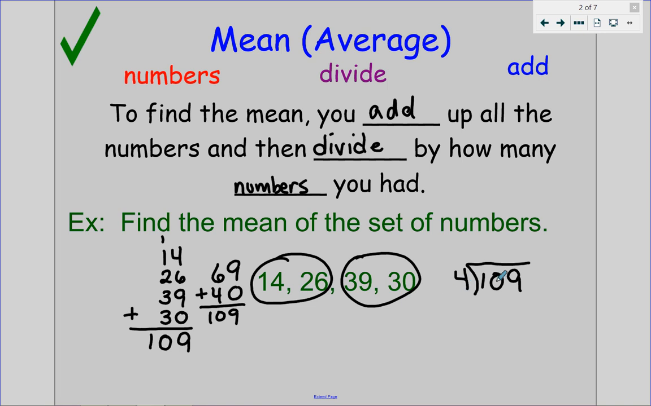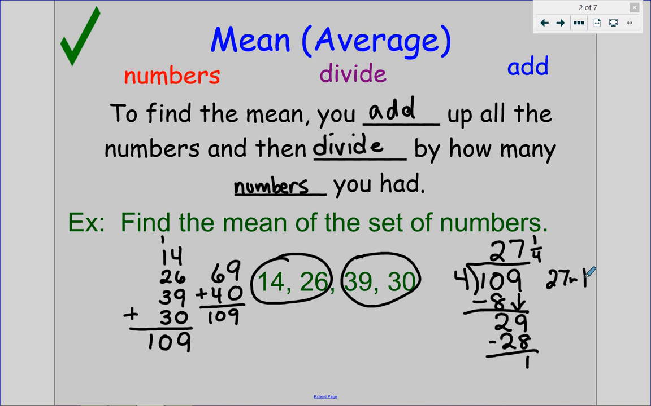Okay, how many 4s can you get out of 10? 2. 2 times 4 is 8. Subtract, we get 2. Bring down our 9. How many 4s can we get out of 29? We can get 7. 7 times 4 is 28. We get a remainder of 1. So 27 and 1/4, or 27 with a remainder of 1.